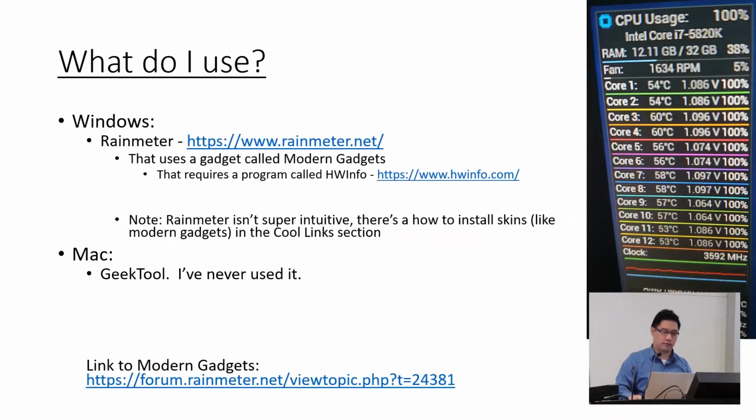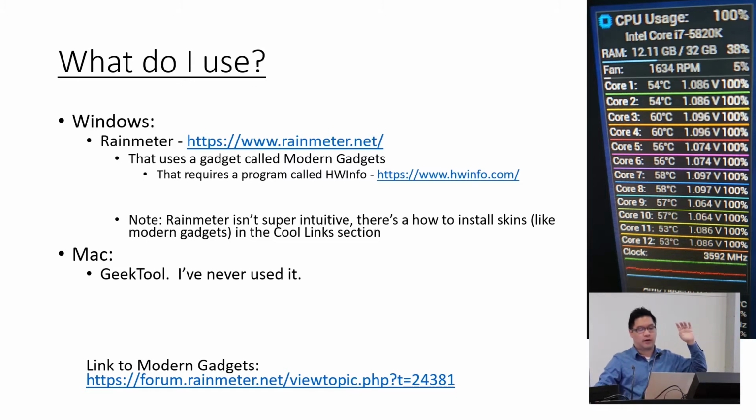There's words of warning though. This is what I use. I'm sorry I don't have a Mac, but I've heard there's a GeekTool equivalent. What I do is something called Rainmeter. Rainmeter is the program overall. Modern Gadget is sort of like an add-in of the program, and then HWiNFO basically takes all the information from all the sensors, and it looks like that on my right, or your left, whatever.